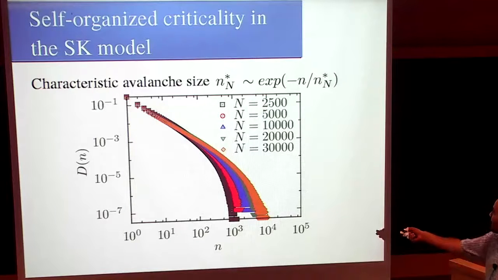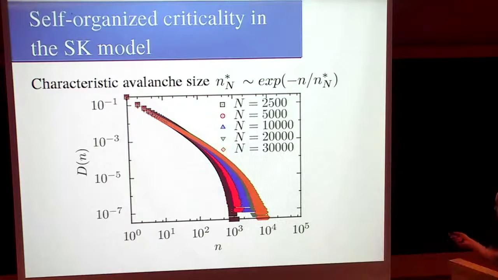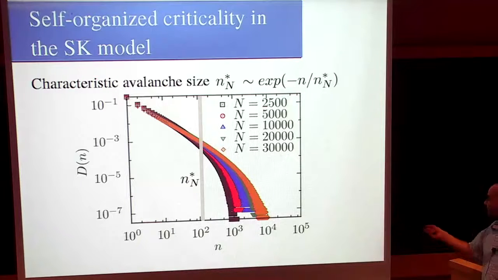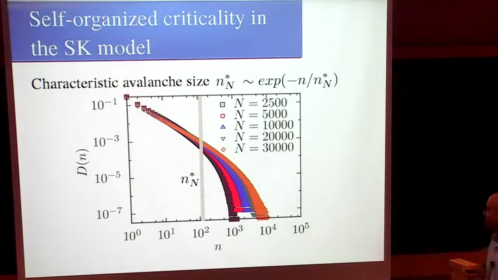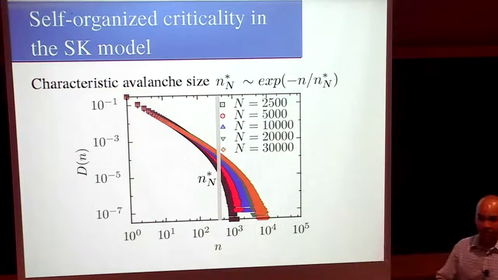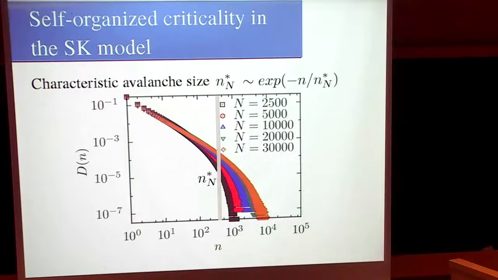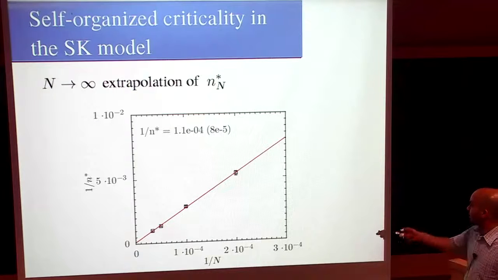We here define a characteristic avalanche size, n star, which is done by fitting the exponential cutoff with this function, and the characteristic avalanche size will be the decay constant of the fit. So for each system size, we will have one so-called characteristic avalanche size, and we want to see how these avalanches behave in the thermodynamic limit. So what will we get if we extrapolate the characteristic avalanche size?